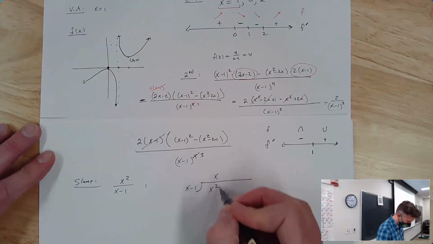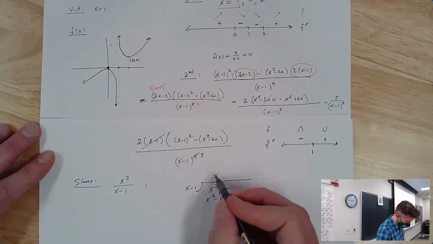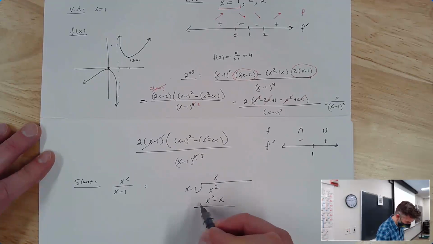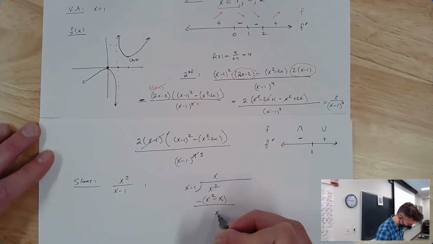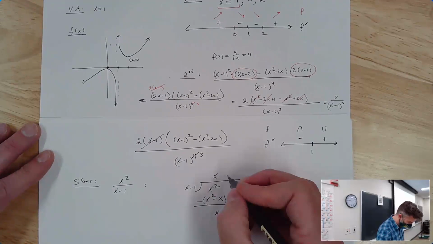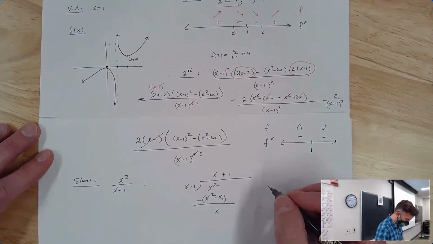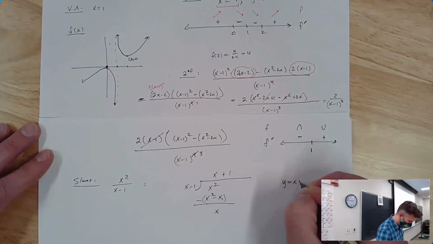X times x gives you x squared. X times negative 1 gives you negative x. You subtract, that's 0, and 0x minus negative x is an x. And then x times 1 gives you an x. So your slant asymptote here would be y equals x plus 1.